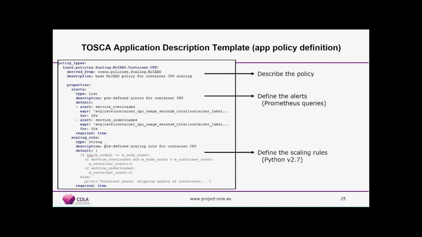The scaling rules section says, okay, if, and this is all in Python code, so if you're not too familiar with Python, again, it's going to look a bit bizarre to you. But it's saying, okay, if I get a service overloaded alert, here's what I want you to do. I want you to up the container count by 1. If I get a service underloaded alert, I want you to reduce the container count by 1. And that's the logic behind it.